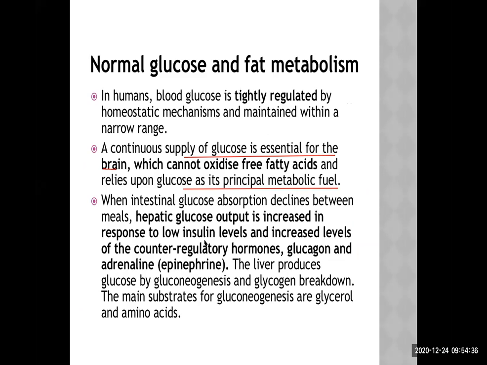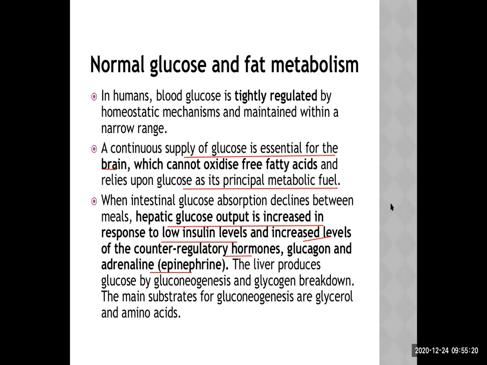So let me underline, these are the important points for you. When intestinal glucose absorption declines between meals, hepatic glucose output is increased in response to low insulin level and increased levels of the counter-regulatory hormones like glucagon and adrenaline. Now, let me explain this in a very easy way. When our blood sugar level decreases, the counter-regulatory hormones increase as the result of hypoglycemia, and then they try to bring that glucose back towards normal.